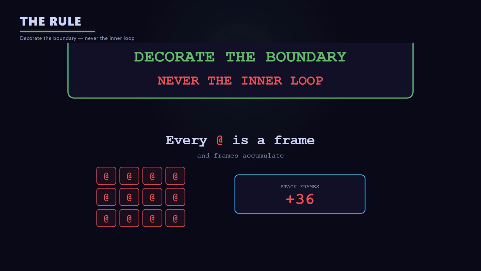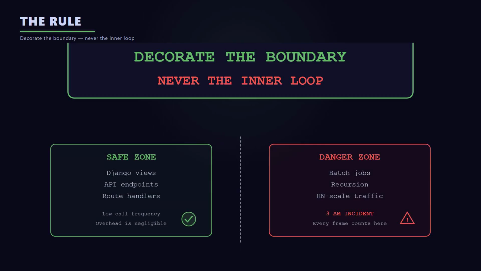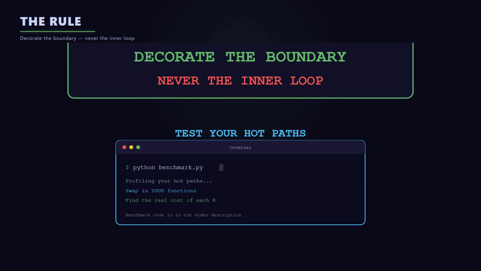Most Django views and API endpoints will never notice this. In batch jobs, recursion, and services that get Hacker Newsed, it can be the difference between a stable deploy and a 3 a.m. incident. The benchmark code is in the repo linked in the description. Copy it, swap in your own functions, run it against your actual hot paths.